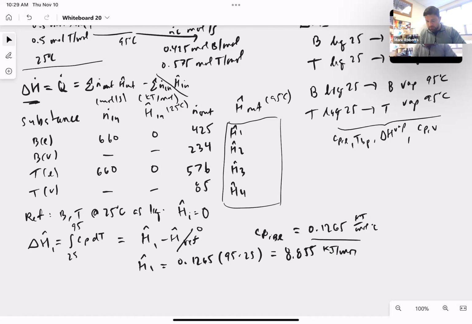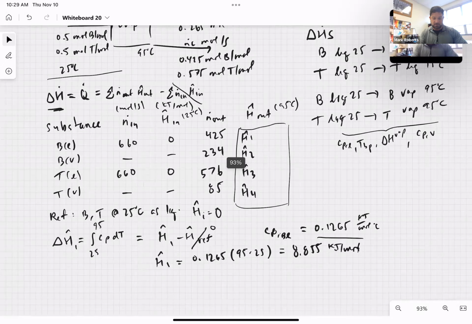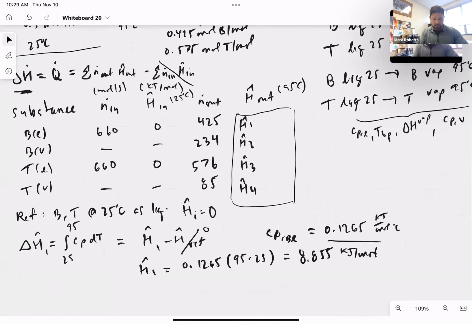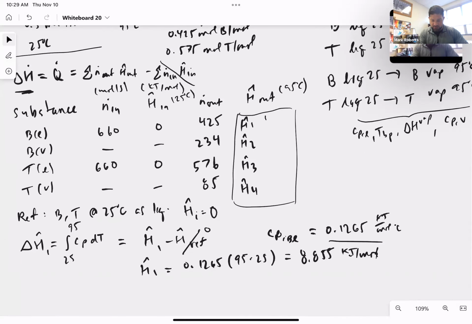Let me just write those a little bit more clearly. So I can also do the calculation. This calculation is going to be similar. All right, I can write up here. So I got H1, 8.855. And again, these units are kilojoules per mole.